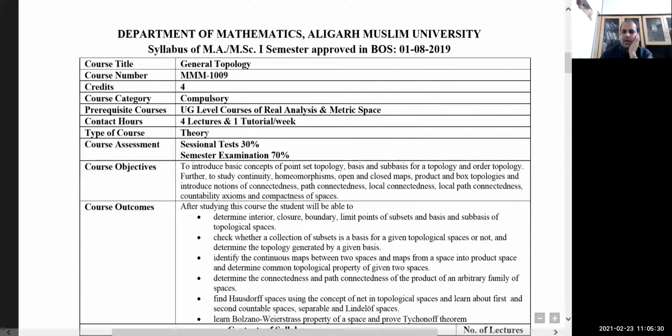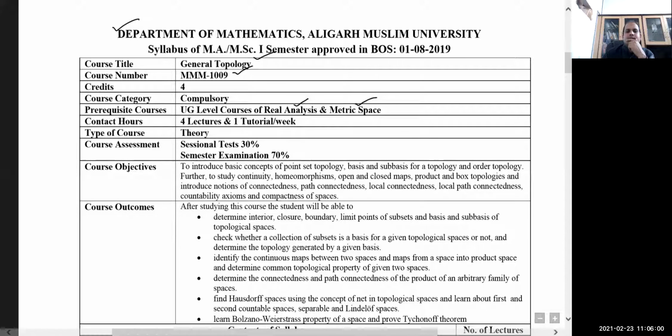Actually, this syllabus is already available on your departmental website, so you can download it from there. According to your syllabus, the name of the subject is general topology. Its course number is MMM1009. So here the requirement is real analysis and metric spaces. So revise it.